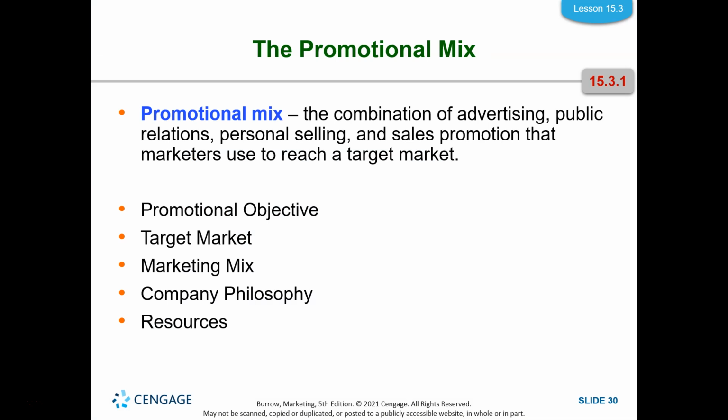Definition of the promotional mix: the combination of advertising, public relations, personal selling, and sales promotion that marketers use to reach a target market. So the things that they talk about when developing the promotional mix are the promotional objective, what the target market is, identifying it, what type of marketing mix they'll use. The company philosophy will be involved in that as well, and then what resources you are going to draw on to initiate your promotional mix for a certain service or product. They're talking about this on pages 433 and 434.